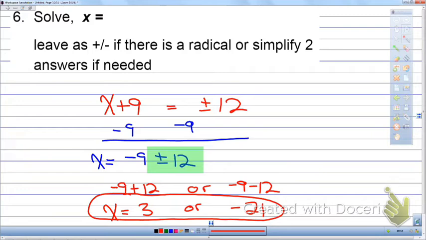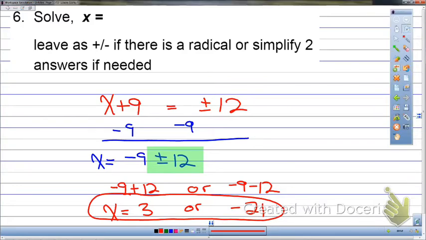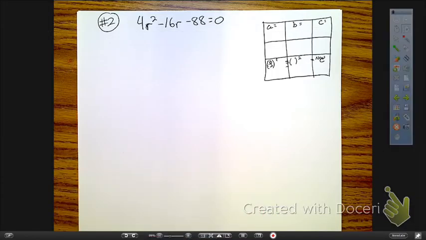Solving by completing the square is not that bad if you can follow your steps and be very careful with your work. Now let's look at 3 more examples on how to solve by completing the square. Let's take a look at example number 2. 4r squared minus 16r minus 88 equals 0.